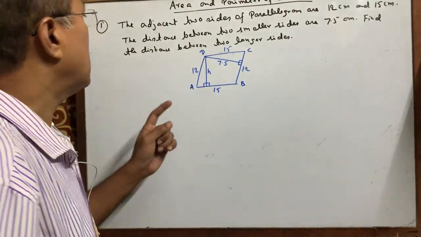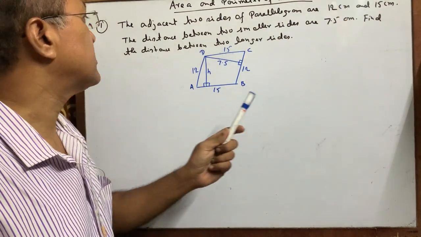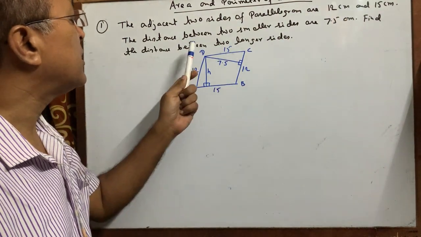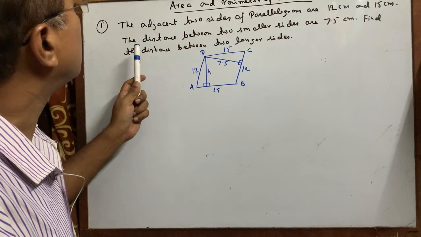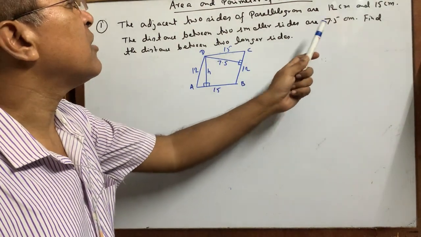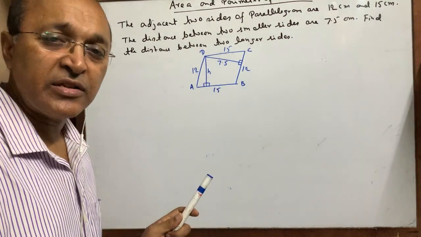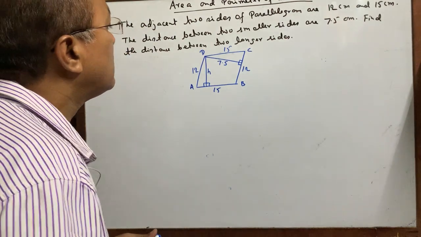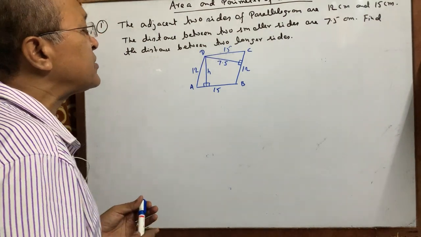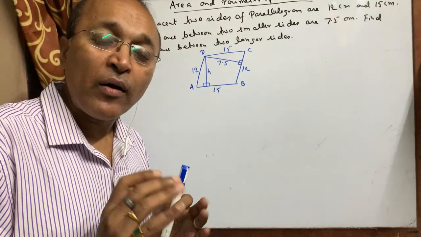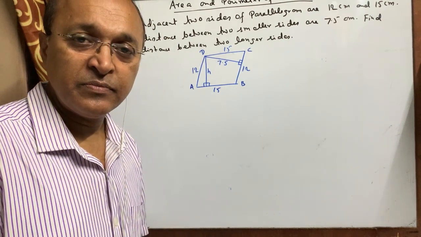Okay, what is given? The adjacent two sides of a parallelogram are 12 centimeter and 15 centimeter. So this ABCD being a parallelogram with 12 centimeter and 15 centimeter as two adjacent sides. The distance between two smaller sides is 7.5 centimeter. We have to find out the distance between two longer sides. The very first thing is area of parallelogram. Area of parallelogram is base into height.